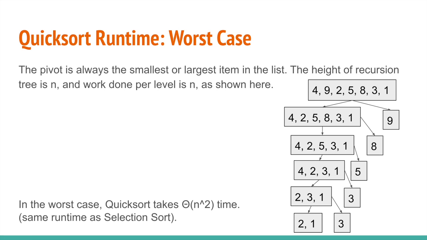In the worst case, the pivot is always either the smallest or the largest item in the input list, and in these cases, our recursion tree would be very unbalanced, resulting in a height of theta n. And since we still do theta n work per level, the total runtime is theta n squared.